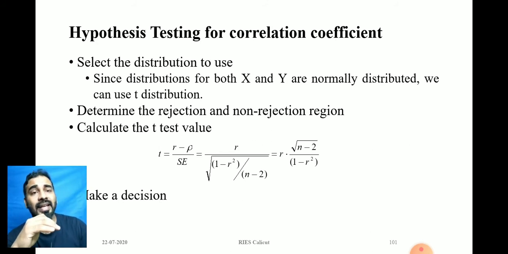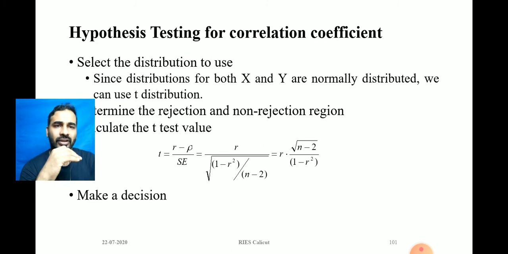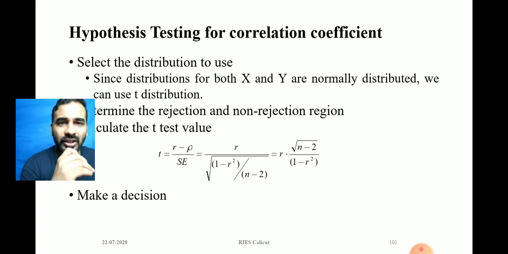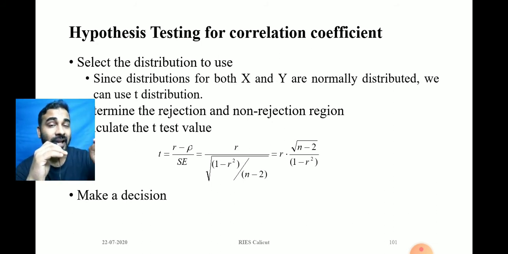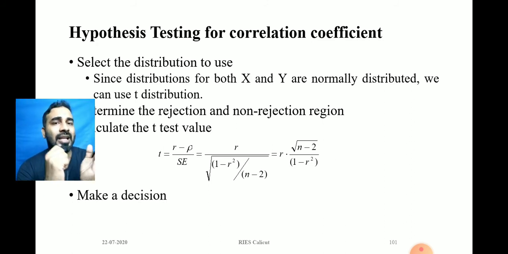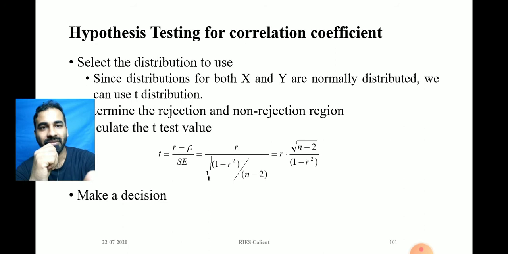Then you calculate the t test value, which is nothing but your r value minus rho divided by the standard error. It can be converted into r divided by the root of (1 minus r square) divided by (n minus 2). This can again be converted into r times the root of (n minus 2) divided by the root of (1 minus r square). Then you get the corresponding t table value and compare the actual t value with the t table value. If your actual test value is greater than your table t value, then you reject the null hypothesis; otherwise you accept the null hypothesis.